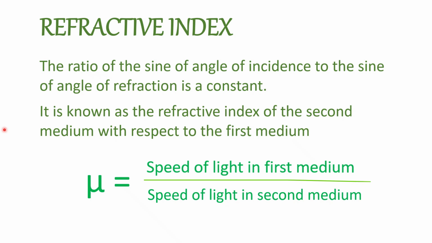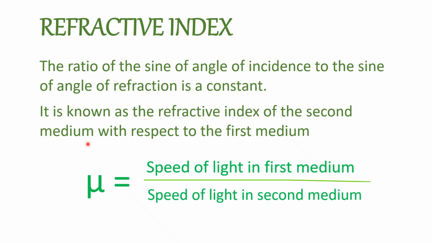What is refractive index? As I said earlier, the second law of refraction is just the refractive index. Let me read it again for you. The ratio of sine of angle of incidence to the sine of angle of refraction is a constant. As I said, this constant is represented by this symbol called mu, and it is known as the refractive index. Now refractive index is also the refractive index of the second medium with respect to the first medium.